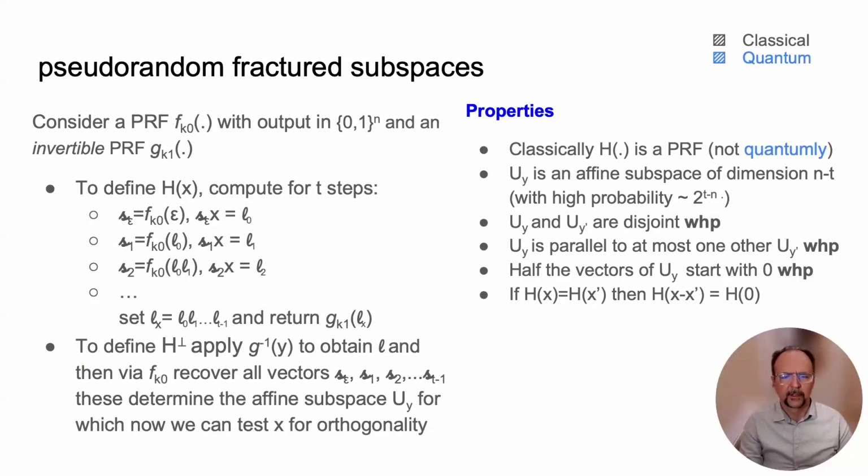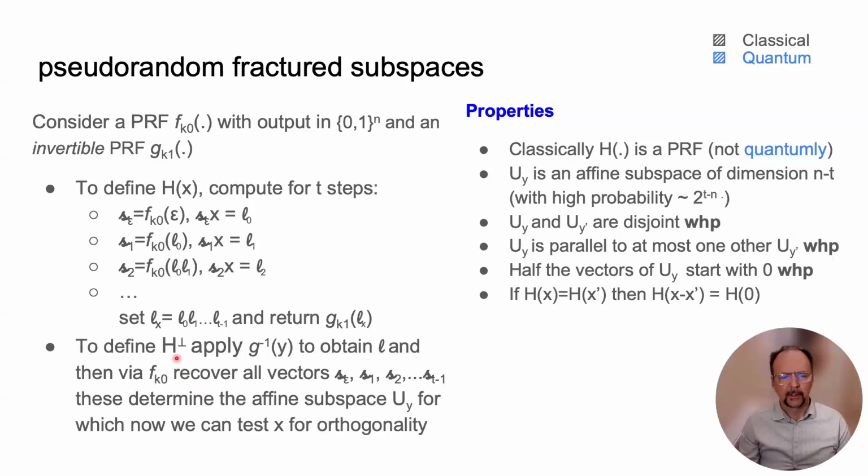We call this pseudorandom fractured subspaces, and it's based on a pseudorandom function and an invertible PRF. To define the hash, we compute for t steps the following. First, we get a vector, and this gives us, via inner product with the input x, the first label. Then using that label, we get a second vector, and again another inner product. Then using these two labels, we get the third vector, and so forth. Repeating this t times gives us a label of length t, and in the end we return as the output y the invertible PRF applied on that label.